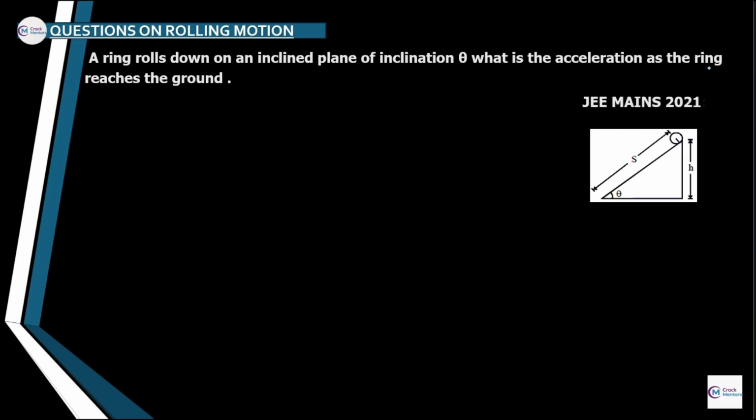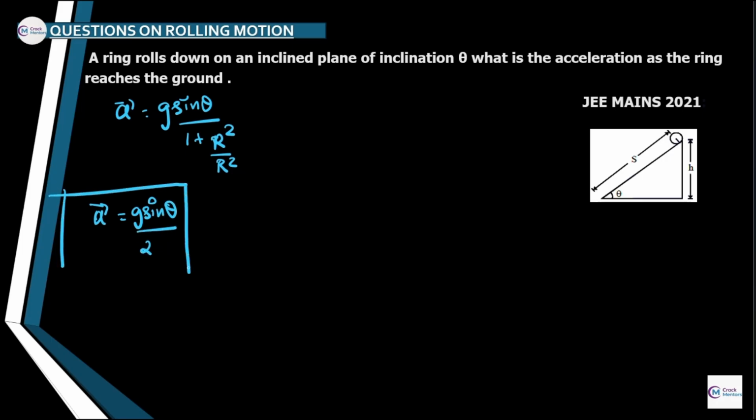A ring rolls down an inclined plane of inclination theta. What is the acceleration as the ring reaches the ground? g sine theta upon 1 plus r square upon r square. Then the acceleration is going to be g sine theta upon 2.